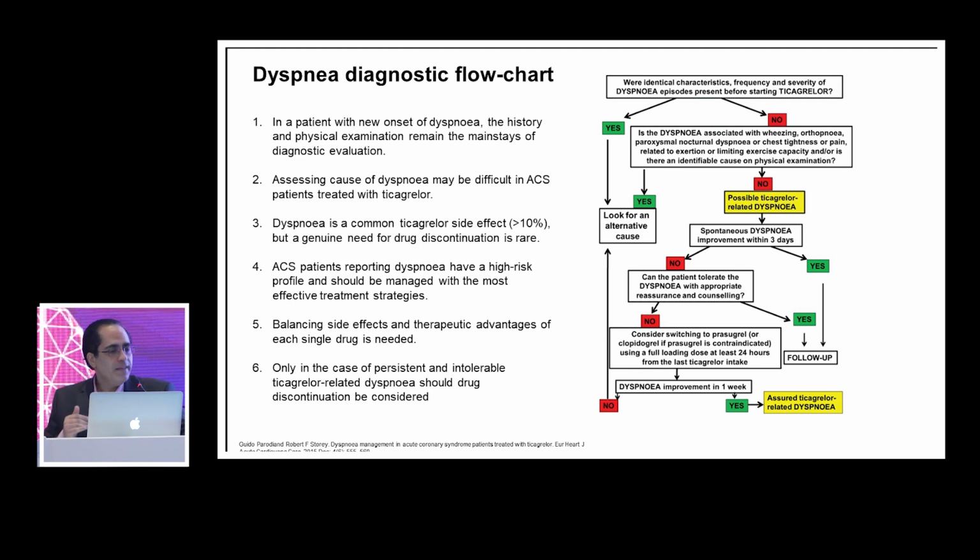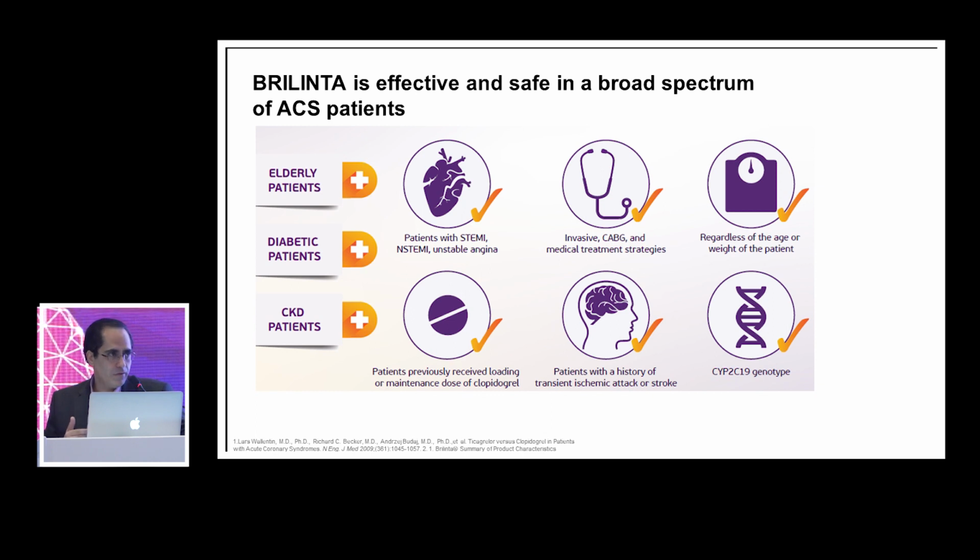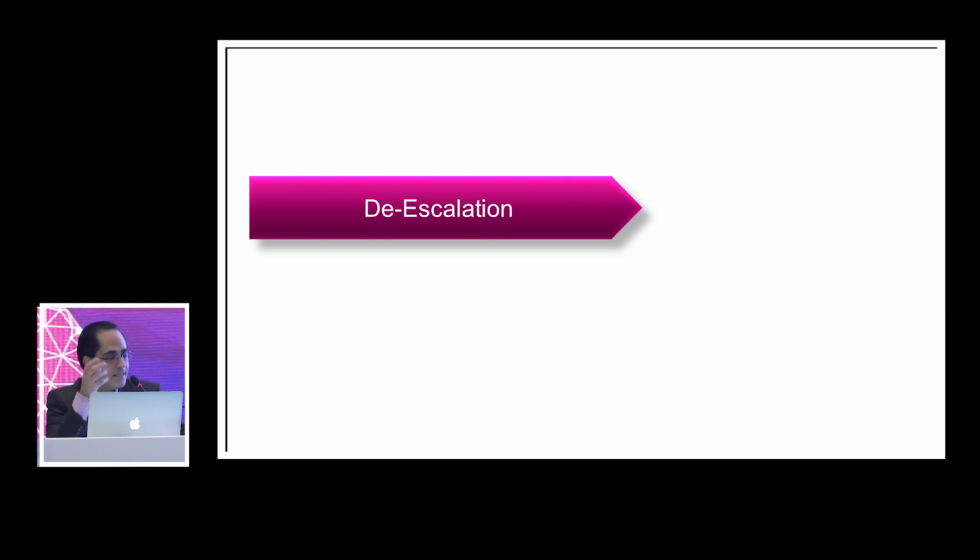Try ABC. Number 1, try to take a proper history from the acute coronary syndrome patient. Sometimes the dyspnea is not related to the drug. Sometimes it is related to heart failure symptoms or COPD symptoms. Assessing the cause of the dyspnea may be difficult in the acute coronary syndrome patient treated with ticagrelor, so we should balance the side effects of the drug and the advantages of each single drug. Only in the case of persistent and intolerable ticagrelor-related dyspnea should drug discontinuation be considered.